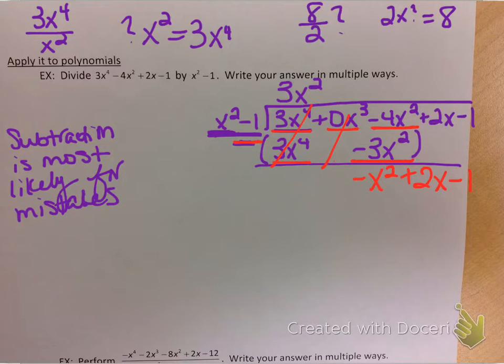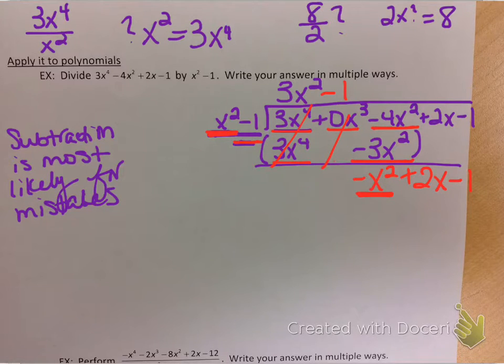So we're going to do the division step. That means we go back to using just our leading term, and we divide x squared into negative x squared right there. And if you need to, rephrase that. What would you have to multiply x squared by to make it become negative x squared? And you would say negative 1.